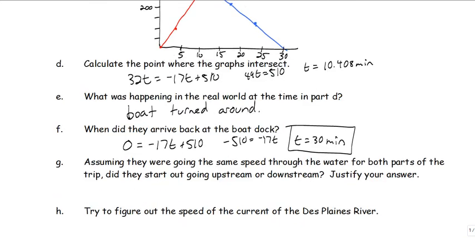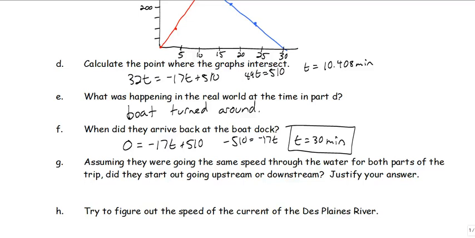Then it says, assuming that they're paddling at the same speed through the water for both parts of the trip, did they start out going upstream or downstream? In case you guys are wondering what that means, upstream means that they're going against the current. So even though they're paddling at the same rate, it'll take longer because they're going against the current, whereas downstream, they're paddling with the current, they'll be moving faster.